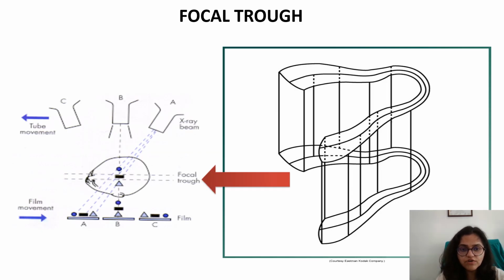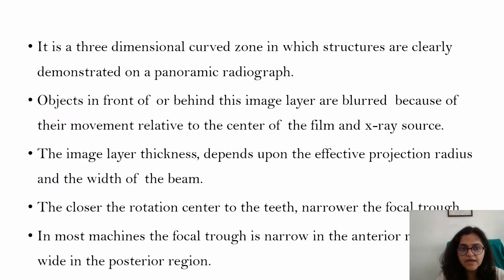This is a focal trough. You can see that ABC is the X-ray source, then the X-ray beam is there, and there is a film, and in between there is a patient. This blue dot is the center of rotation. It is a three-dimensional curved zone in which the structures are clearly demonstrated on the panoramic radiograph.